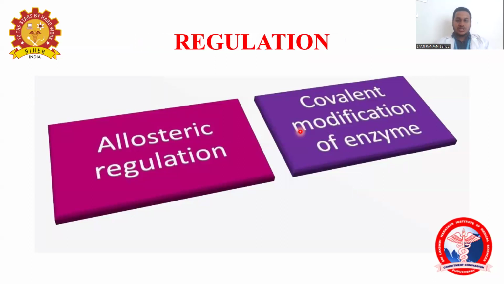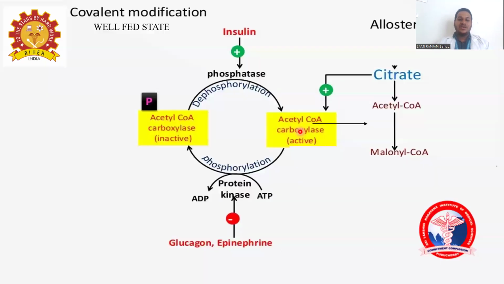Now the regulation part. We have allosteric regulation and covalent modification of the enzyme. Acetyl-CoA carboxylase is in the inactive form. It has to be converted into the active form with the help of dephosphorylation. This dephosphorylation takes place with the help of insulin, where a phosphatase enzyme converts the inactive form of acetyl-CoA carboxylase to the active form. Not only insulin, but citrate also helps to form the active form of acetyl-CoA carboxylase through allosteric regulation.